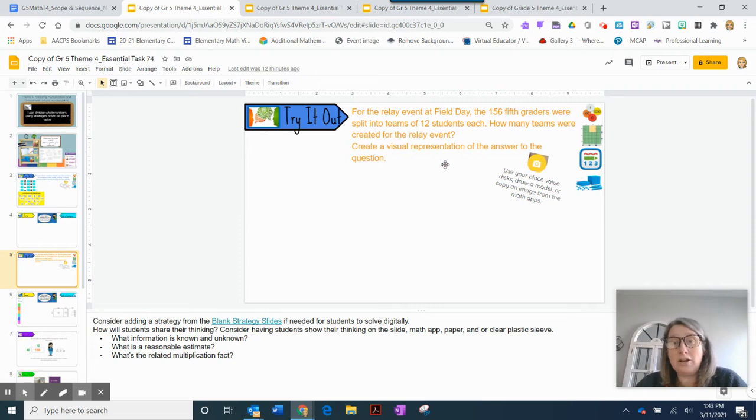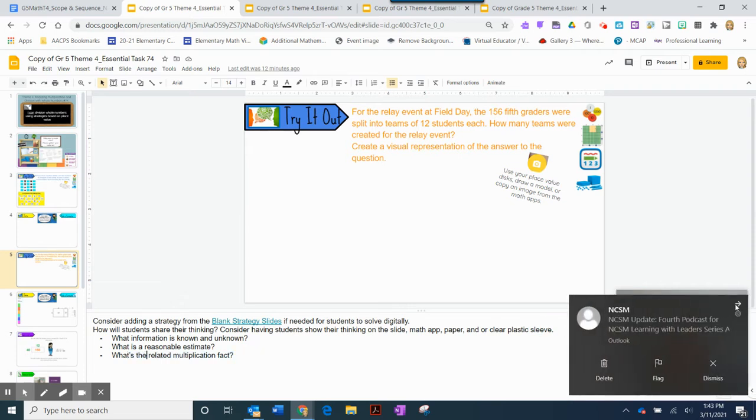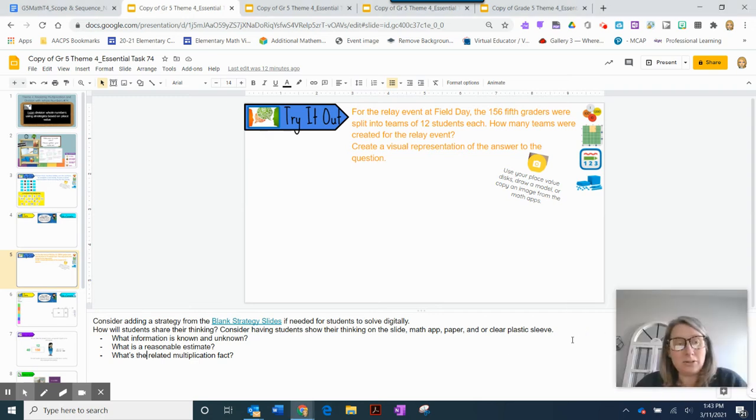Now we're going to dive into a multiplication problem, really thinking about what information is known, what information is unknown. How do I know I'm dividing? What would be a reasonable estimate? And what is that related multiplication fact? And how can that multiplication fact help us make that model?